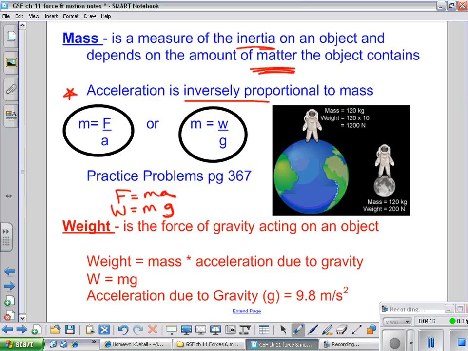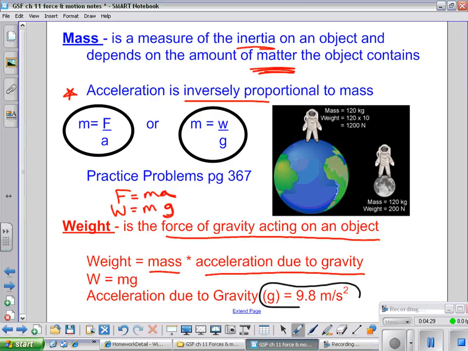And weight is the force of gravity acting on an object. Weight equals mass times the acceleration due to gravity, which we call g. The acceleration due to gravity on Earth, we already did a bunch of gravity problems, is 9.8 meters per second squared, or meters per second per second. So you're going to have to use that probably more tomorrow. We're not going to see problems with that today just yet, but I want to have you all geared up for tomorrow.